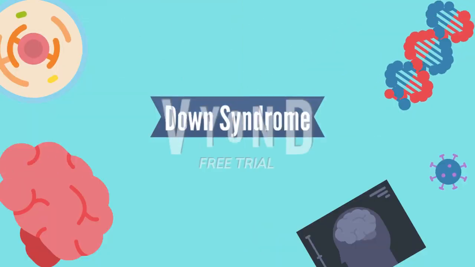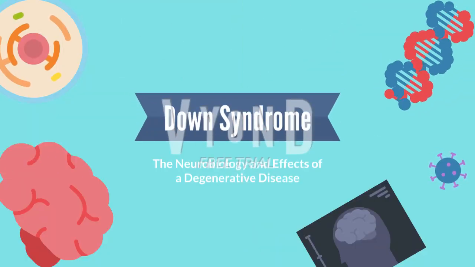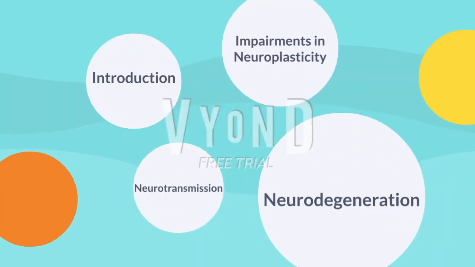Hello and welcome to today's video, where we'll be discussing the neurobiology of Down syndrome and its associated effects on human functioning. We will begin with a short introduction outlining the different types, characteristics, and effects of Down syndrome, before discussing the differences in neurotransmission, neuroplasticity, and neurodegeneration.